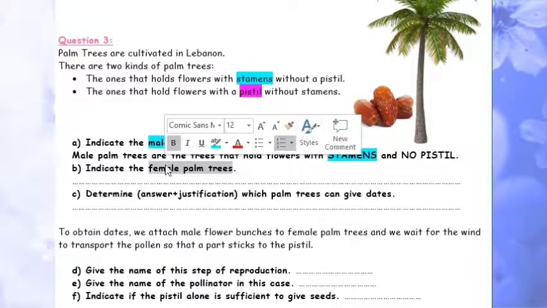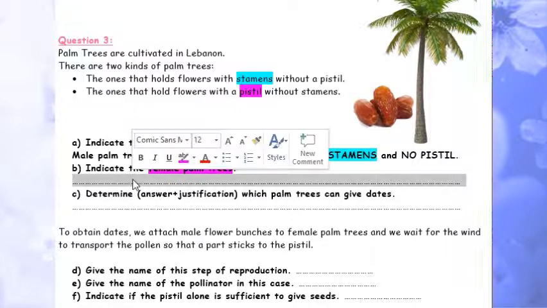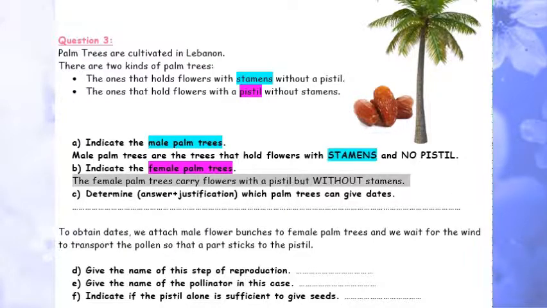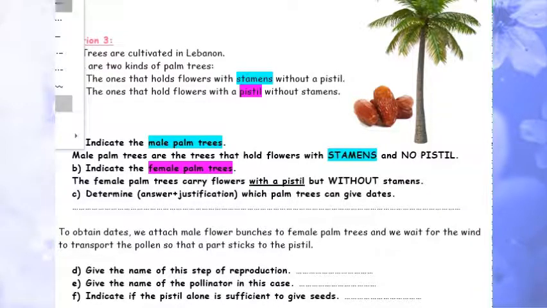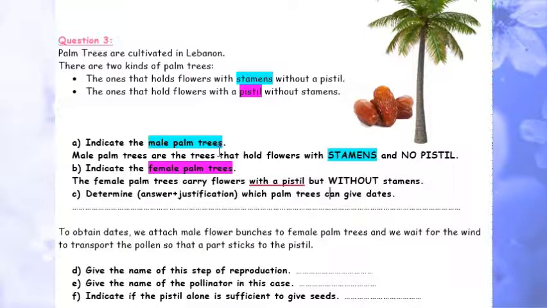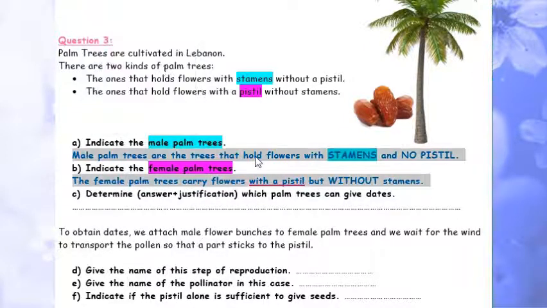The female palm trees carry flowers with a pistil but without stamens. So these flowers have a pistil, but they don't have stamens. Okay, I will change the color right here. Okay, determine. So I'll repeat again.